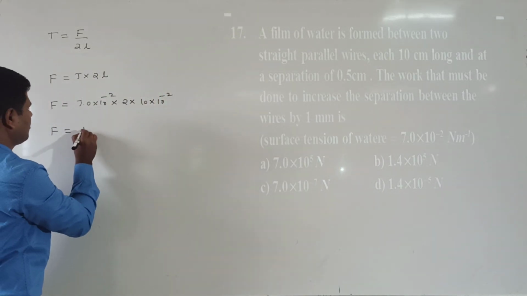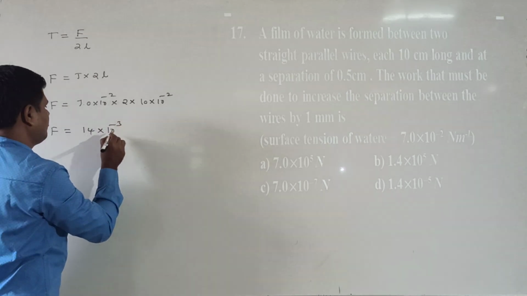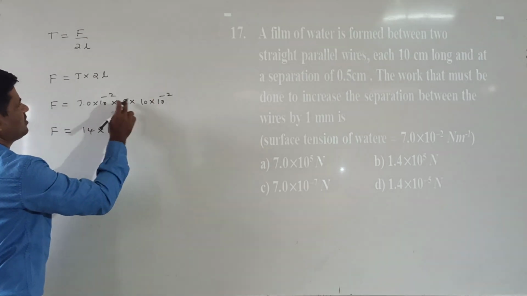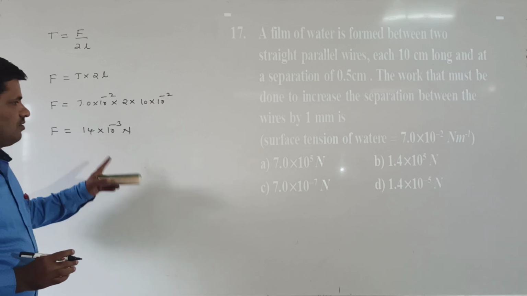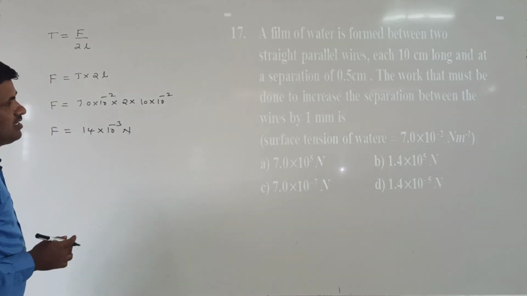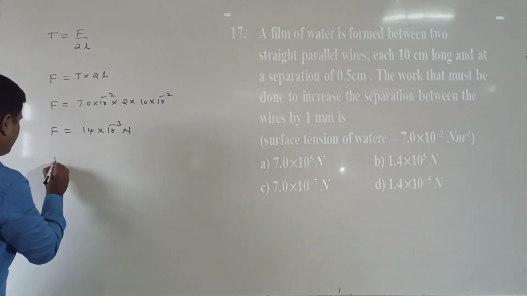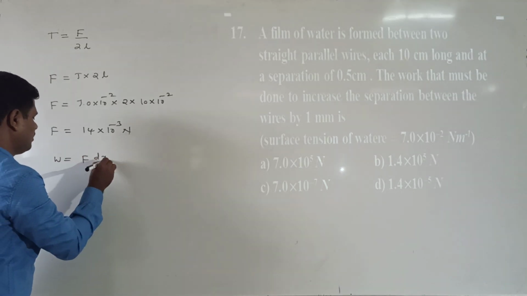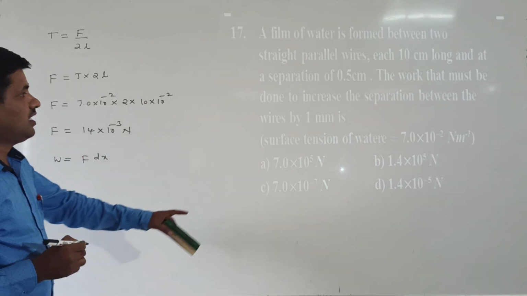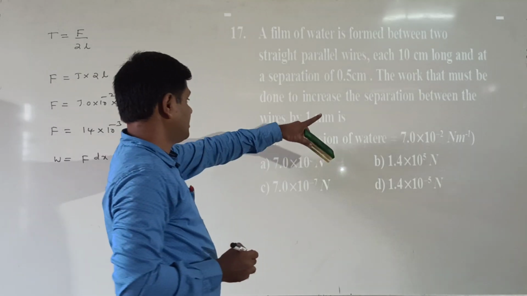This value is 14 × 10^-3 Newton. That is the force we are getting. Now what is being asked here? Work done is equal to force into displacement. The separation between them is increased by how many mm?